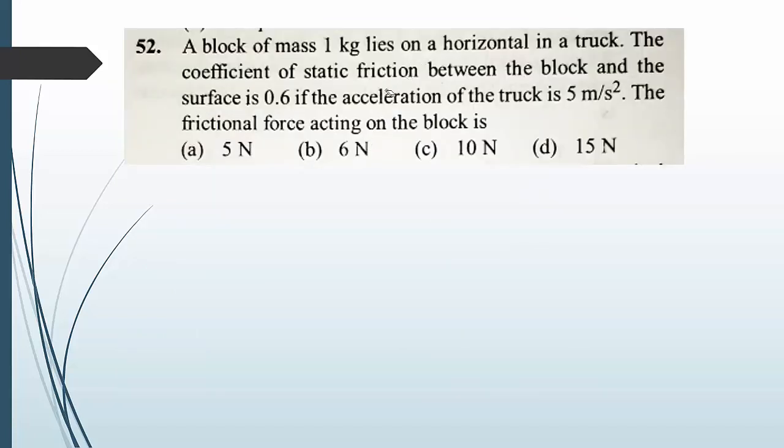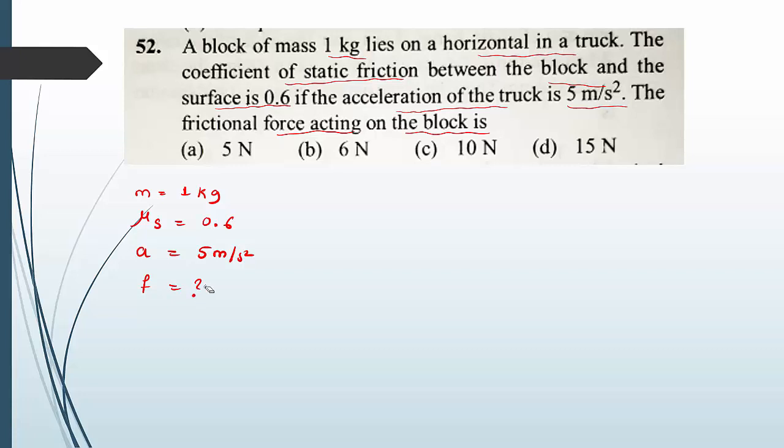52. A block of mass 1 kg lies on a horizontal surface in a truck. The coefficient of static friction between block and the surface is 0.6. Acceleration of the truck is 5 meters per second square. The frictional force acting on the block is... Yes. So here first we go for the given values. Mass is given 1 kg. Coefficient of static friction mu s is given 0.6. Acceleration is given 5 meters per second square. So friction I have to calculate.